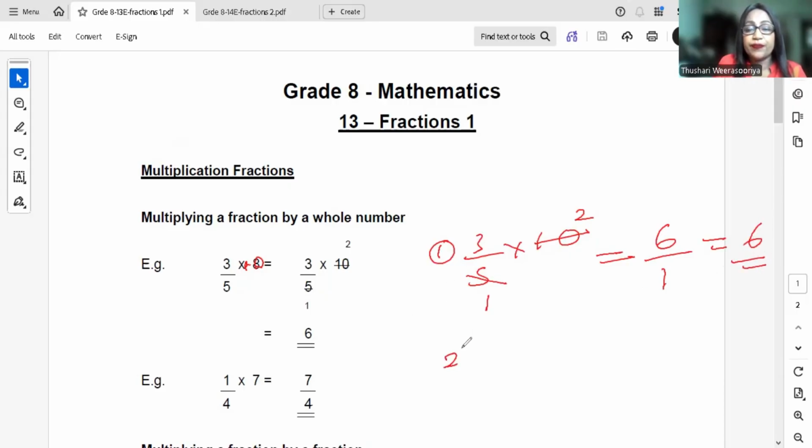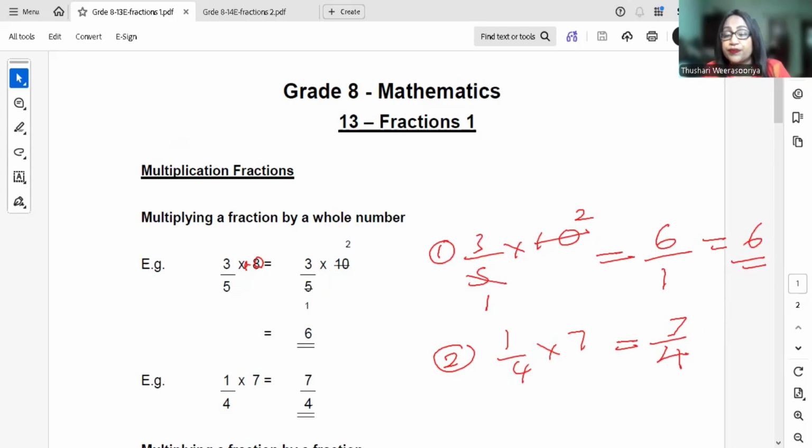We'll go to the second one. 1 over 4 into 7. Nothing to cancel. Then we just keep and multiply. That's all. Multiply the numerator. 7 into 1, 7 over 4. But here you have got an improper fraction. And normally we don't keep improper fractions. Then 7 you divide by 4. 4 times 1, 4. 3 is remaining. Then once aside, I have taught in grade 7 how to convert an improper fraction into a mixed number. I assume you can understand that.